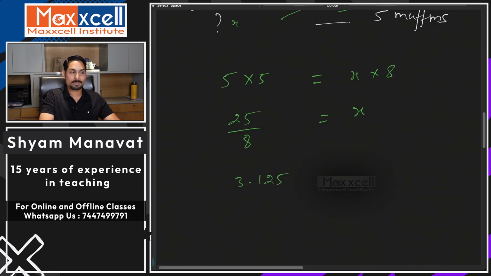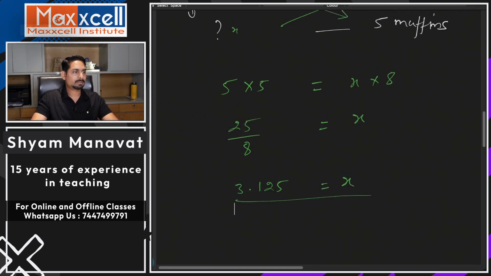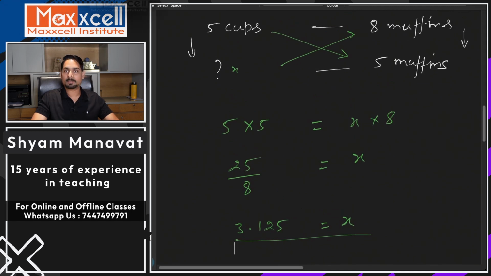3.125 cups of flour you require to prepare 5 muffins. Okay, this is to be precise. Now remember these numbers. 5 cups of flour is required to prepare 8 muffins. How many cups of flour is required to prepare 5 muffins?